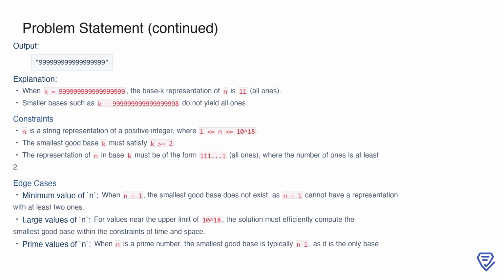Let's look at an example with a much larger value of n. If n equals 1 followed by 18 zeros, which is 1 quintillion, the smallest good base k turns out to be 999999999999999999. In this case, when we convert n to base k, the result is 11, which is all ones. If we try a smaller base, like k equals 999999999999999998, the representation is no longer all ones. This example highlights the importance of efficiently computing the smallest good base for very large values of n while staying within the constraints of time and space.